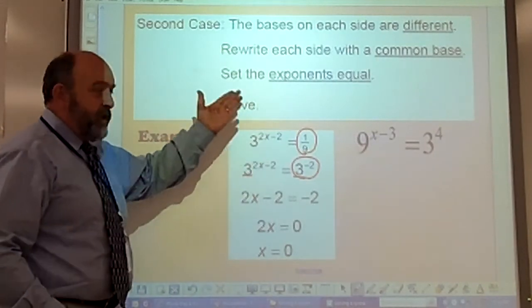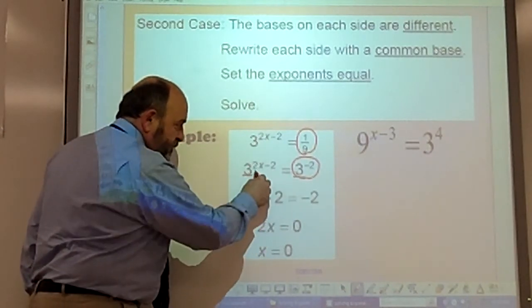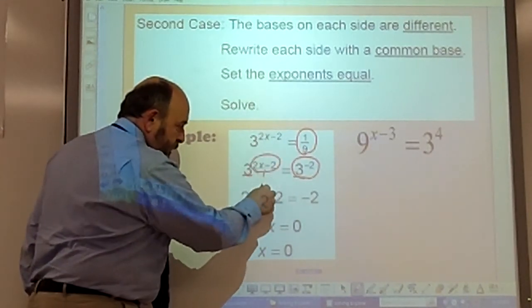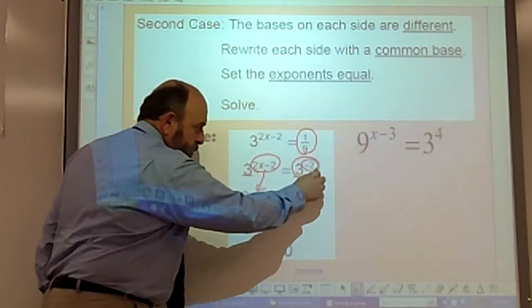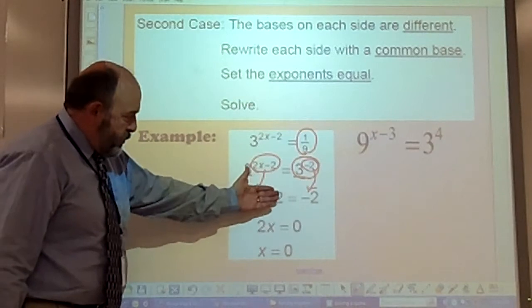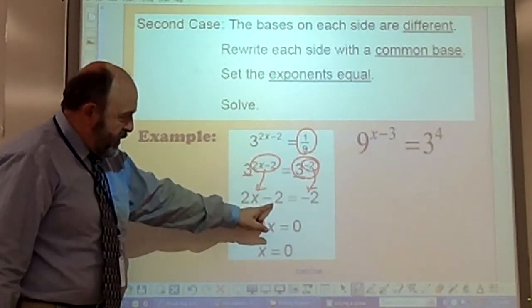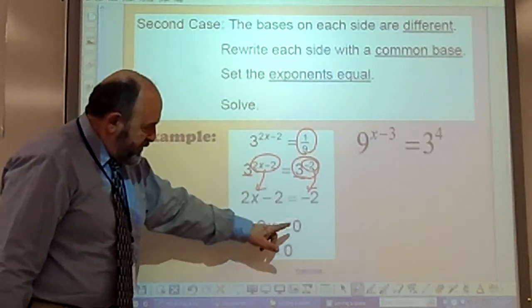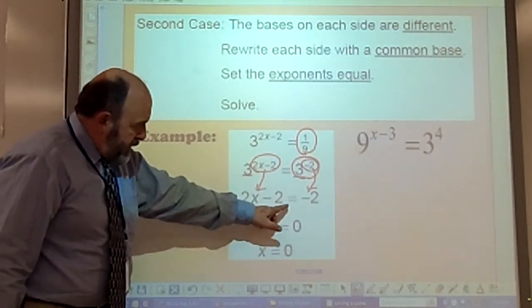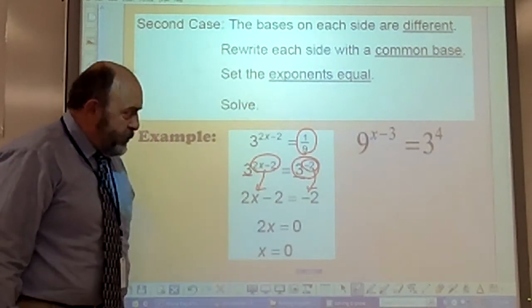From there, it's just like the situation we had previously. Once we have the bases the same, then the exponents can be set equal to one another, and we can solve it for x. And of course, regular algebraic manipulation, we add 2 to both sides, and we end up with 2x equals 0. We divide both sides by 2, x equals 0.